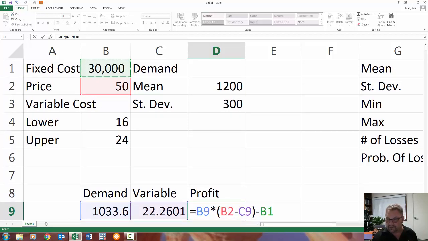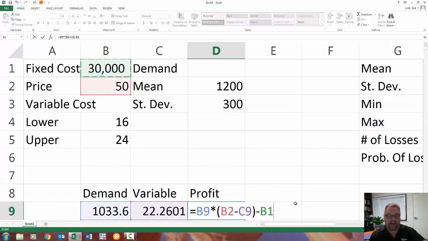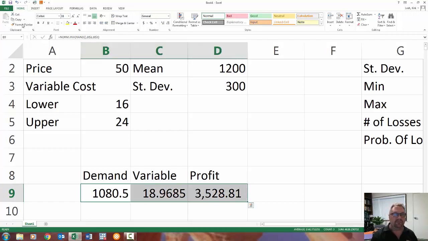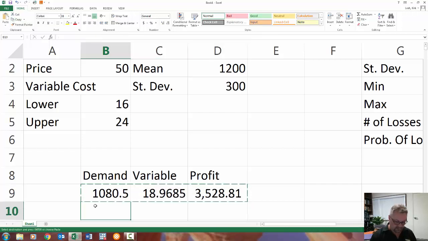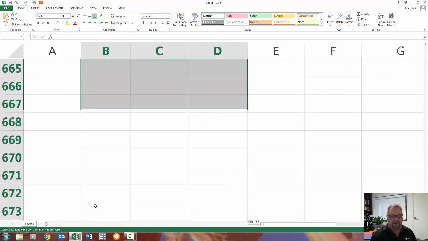And then while I'm here, might as well anchor everything. Okay, so I don't want B9 anchored, I want B9 to flow with me, but B2, my price, that needs to be anchored. I want C9 to flow, or copy down, so I don't want to anchor that, but I do want to anchor my fixed cost, so there. All right, so now, this model is really easy because all we have is demand, variable cost, and our profit. So now we are ready to copy down. So hit copy. All right, and I'll just go down a little bit, 500. And that's okay, that's enough.